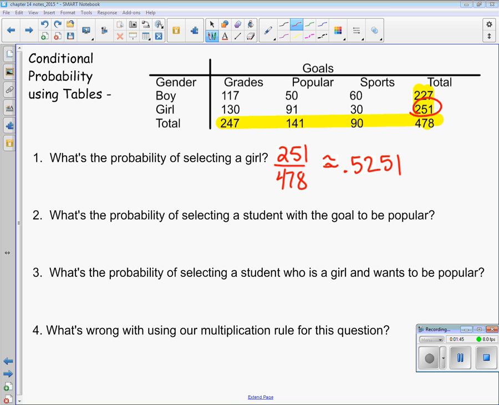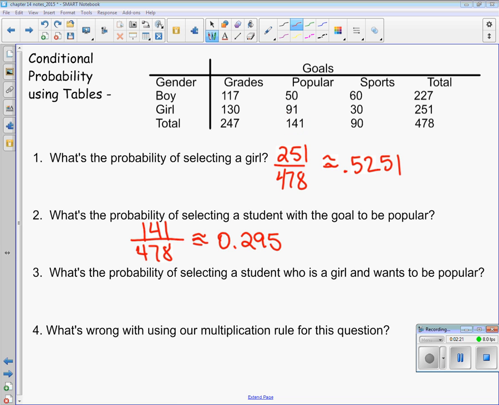I'm just going to erase the highlighted stuff in my contingency table just so it doesn't confuse us. What's the probability of selecting a student with the goal to be popular? So I'm looking at popular now. We're looking at just a random student with the goal to be popular. Is now going to be 141 divided by 478. I agree. What's that probability approximately? 0.295? You all agree, rounding-wise? Looks good? Okay.